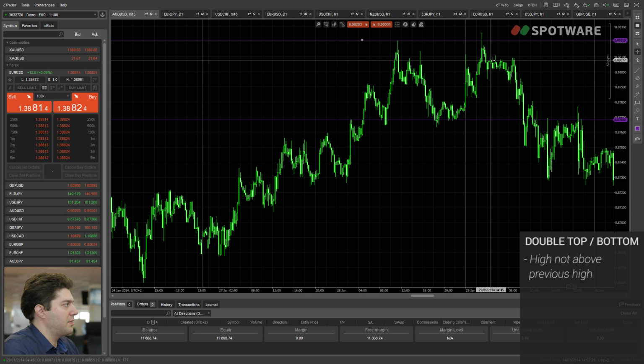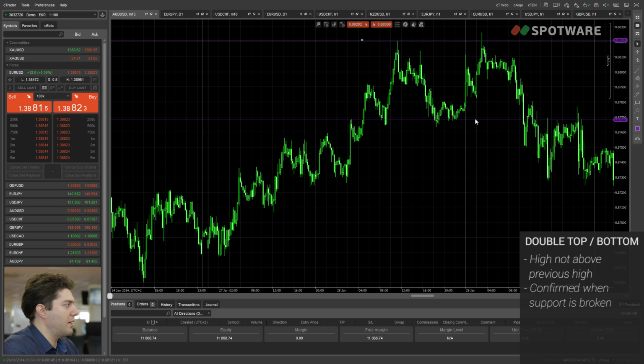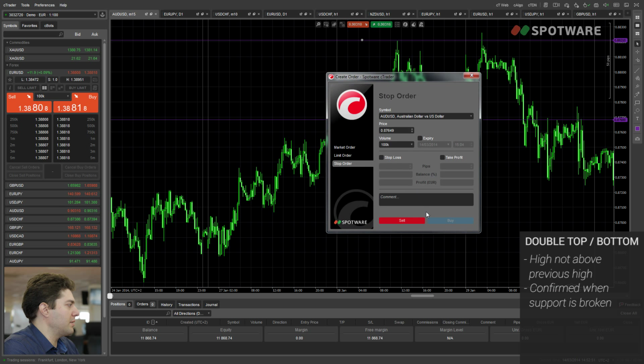Then it starts descending, and the pattern is confirmed when the support, which is formed by connecting the lows that we saw before, is broken at this spot. This is the typical double top pattern. I'm going to show you how to trade the pattern now. I'm going to show you with limit orders. So let's make a sell limit.